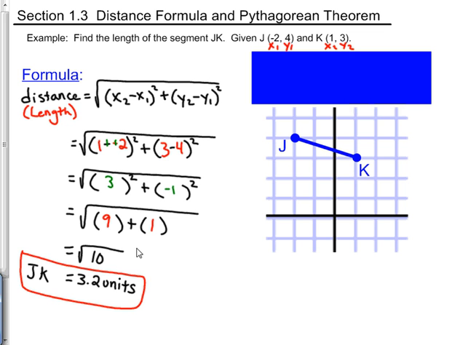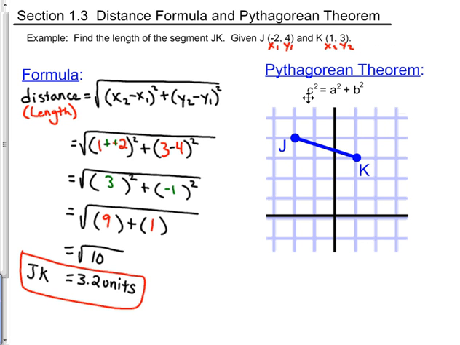The second method we're going to look at today involves the Pythagorean theorem. The Pythagorean theorem, if you remember, is c squared equals a squared plus b squared. Now there is a reason why we have c squared written first. You may have learned it as a squared plus b squared equals c squared. This will come up later on in geometry.